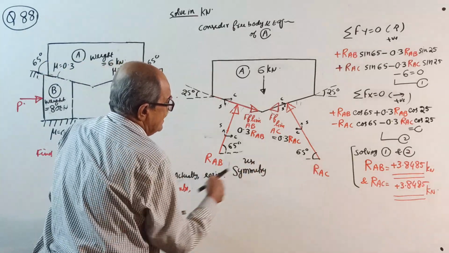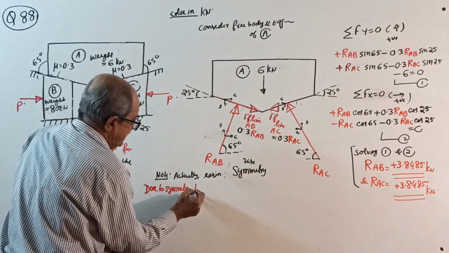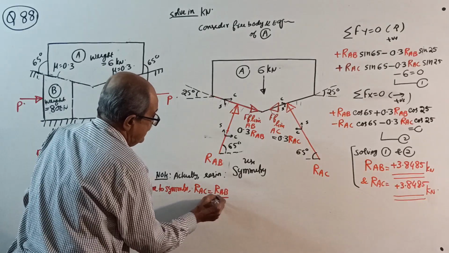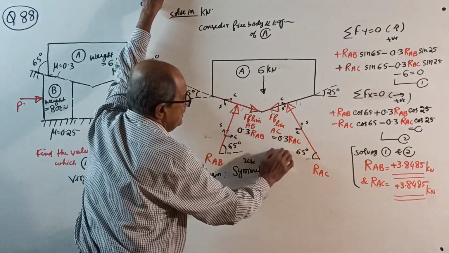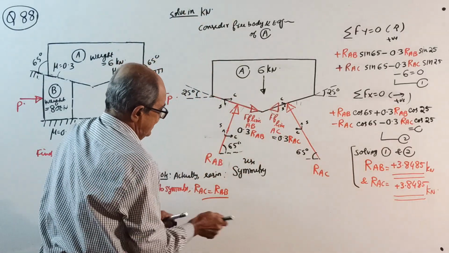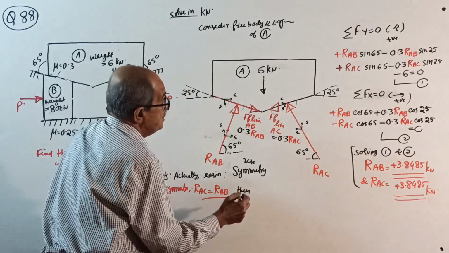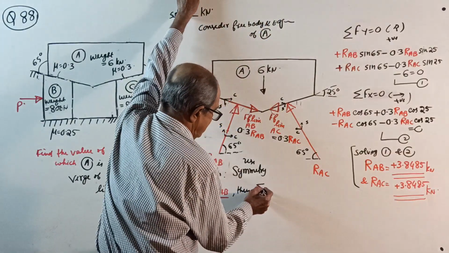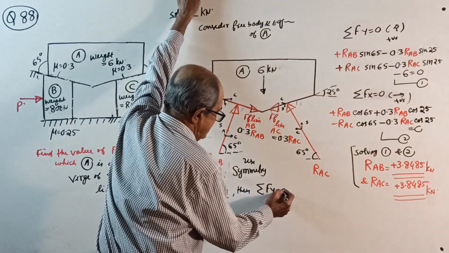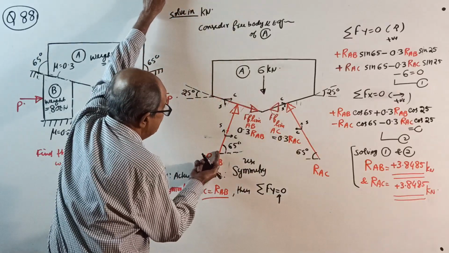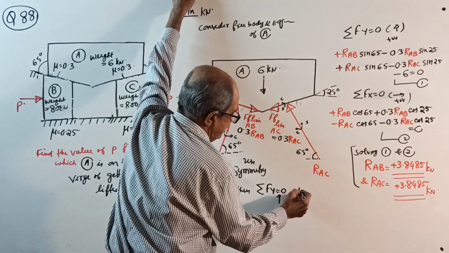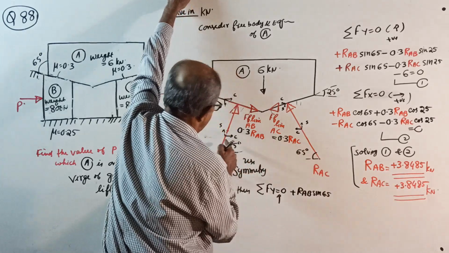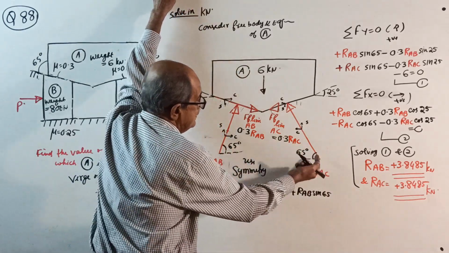You don't consider RAC separately. Whatever this reaction RAC is, it is equal to RAB. Then you need not write sigma Fy and sigma Fx both. Directly, sigma Fy 0, take upward positive. Plus RAB sin 65, RAB sin 65. Then this also the same way.